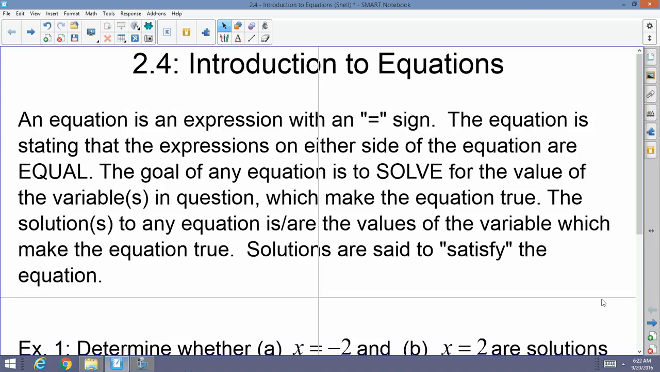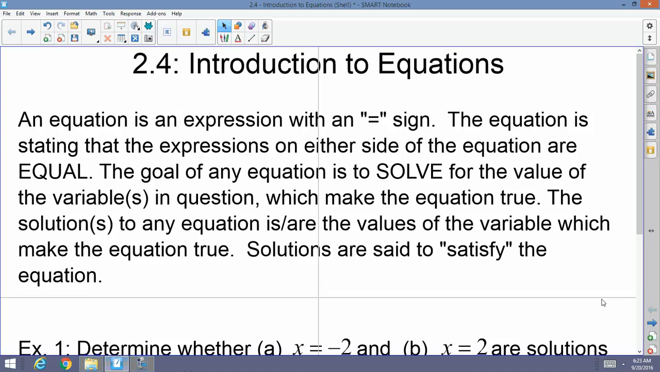Today we're going to start introducing equations. We've been working with equations for many years now, but sometimes the concept just doesn't come through. So hopefully today, I'm going to start from the beginning, and hopefully we can demystify equations starting today.